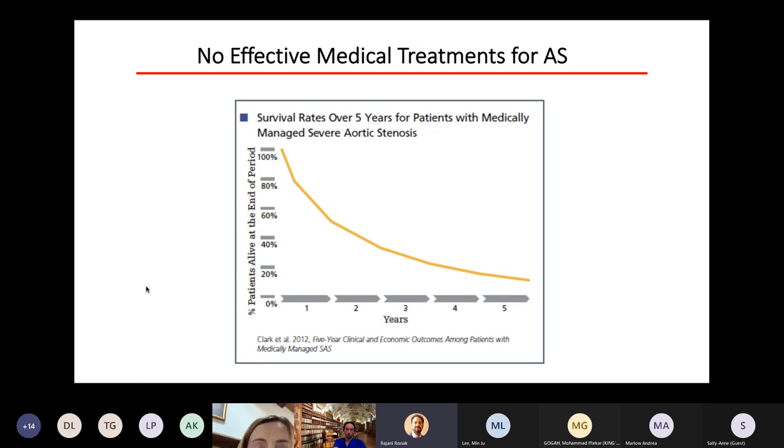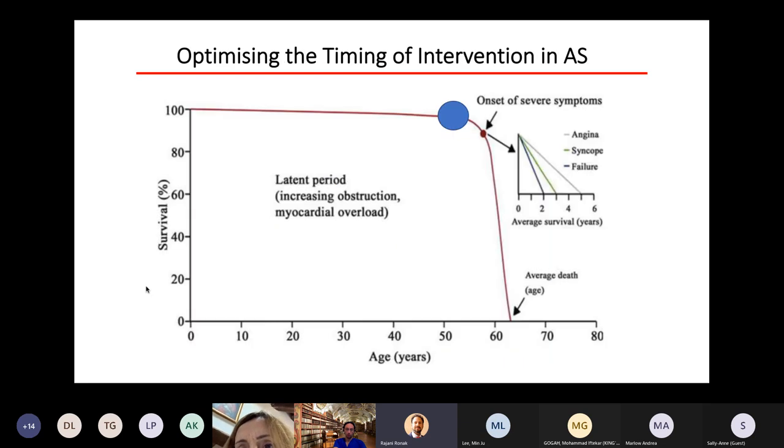And it's a well-established fact that usually after about 2.5 to 3 years, once you develop symptoms associated with severe aortic stenosis, there is almost a 50% mortality. This once again is a very famous graph, and we know that once patients have severe aortic stenosis and are asymptomatic, they enter what we call a latent period, where they're in a low-risk group.